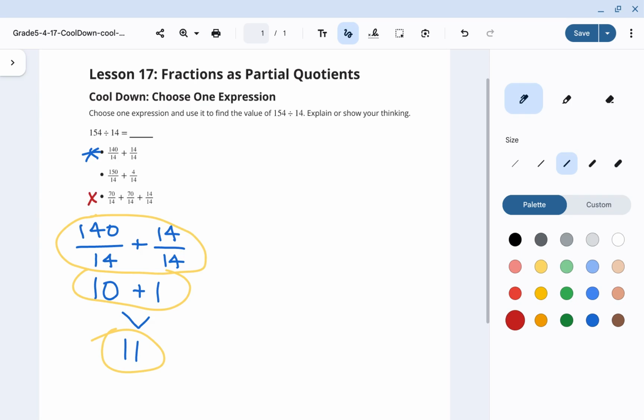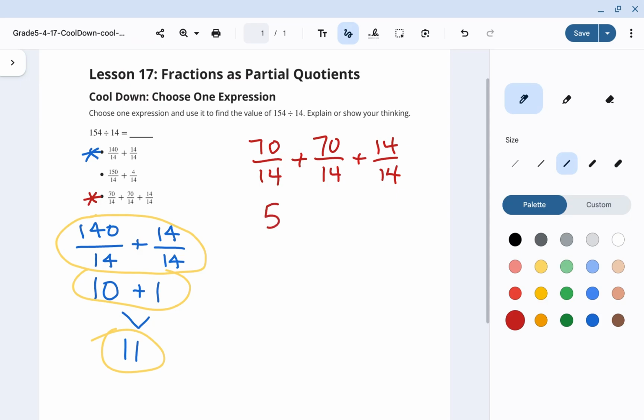The second one that does jump out at me is the bottom one. I know that 70 fourteenths plus 70 fourteenths plus 14 fourteenths is another great way that we can show it. In the numerators, 70 plus 70 plus 14 does equal 154. And then my divisor 14 is my denominator for all of those. The reason this one jumps out at me is because I know that 14 times 5 is going to be 70. So I know that 14 goes into 70 5 times exactly.